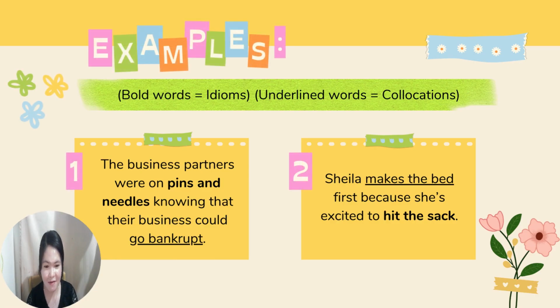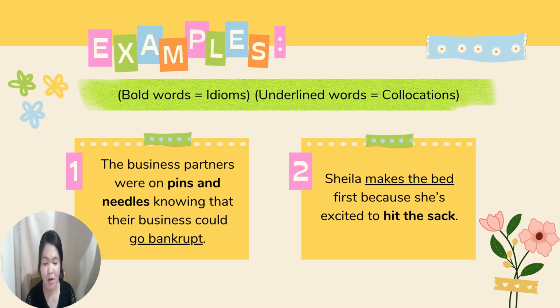All right, so now let's have an example. The bold words are the idioms, and the underlined words are collocations. So earlier we have an example of collocations. Now we have an example of how they're used in a sentence, and how we are going to determine the exact meaning of a particular idiom with the help of collocations. So here's our first example. The business partners were on pins and needles, knowing that their business could go bankrupt.